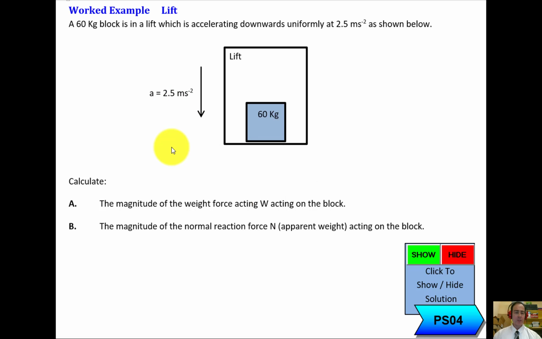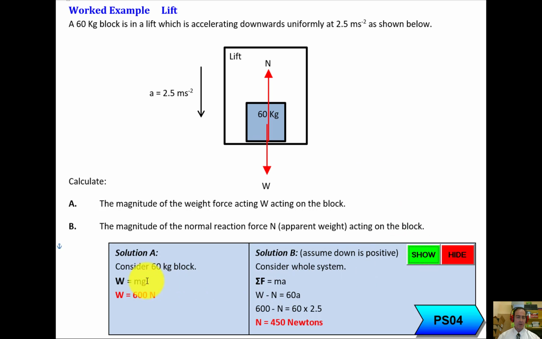So the first question asks us to calculate the magnitude of the weight acting on the block. This is in fact a function of the Earth's gravitational field strength and is independent of the motion of the block at any time. It is simply given by weight equals mass times gravitational field strength. 60 times 10 or 600 newtons.